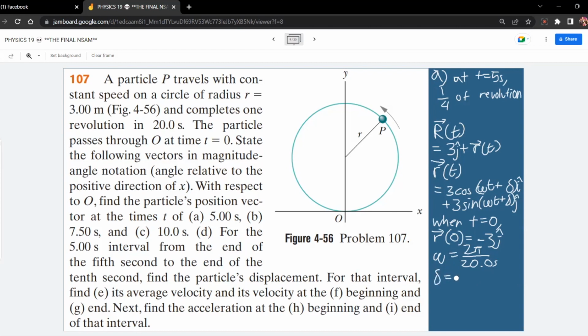Okay. Right? So, hindi ka pwedeng dumiretso sa delta. I think what you should do is set up a system of equations for delta. So, your equations will be 3 cosine delta is equal to 0. 3 sine delta is equal to negative 3. So what should delta be?